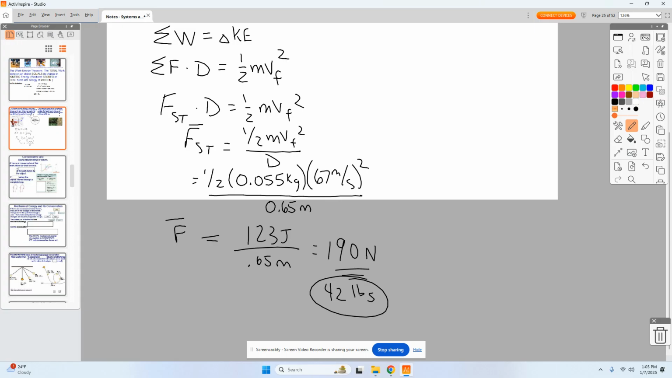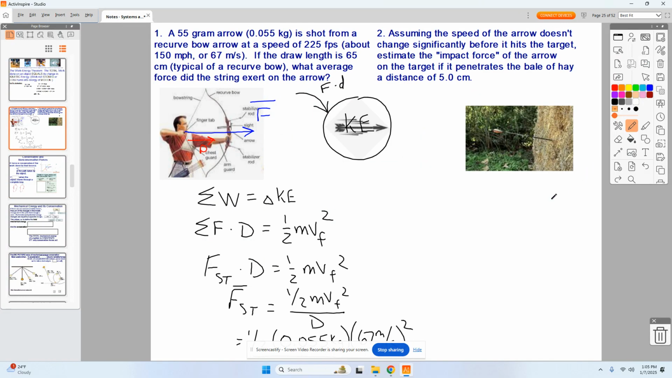I'm going to ask you guys to try to determine the impact force that the arrow has on the bale of hay. It leaves the bow with 123 joules of energy. It now hits that bale of hay, and it deposits that energy into other forms, but I'd like to determine the impact force.